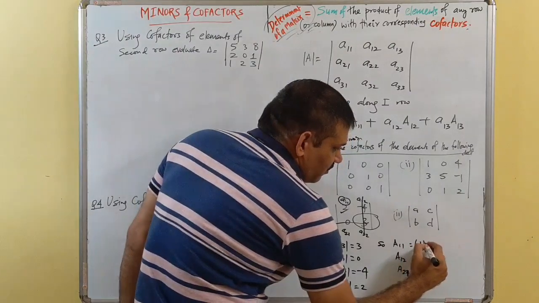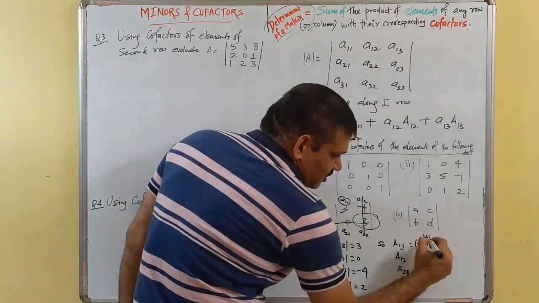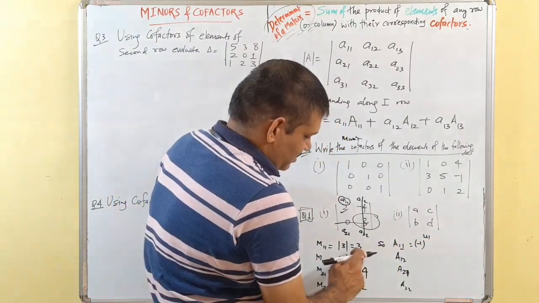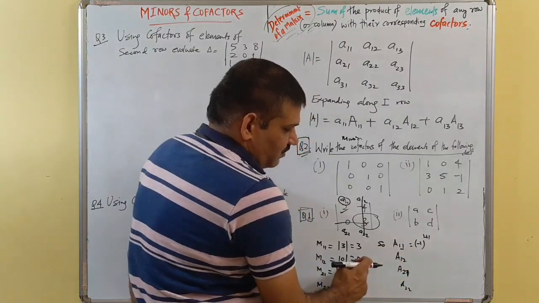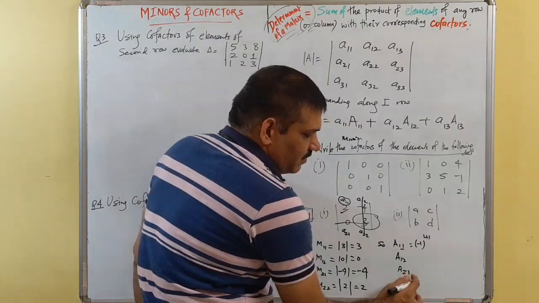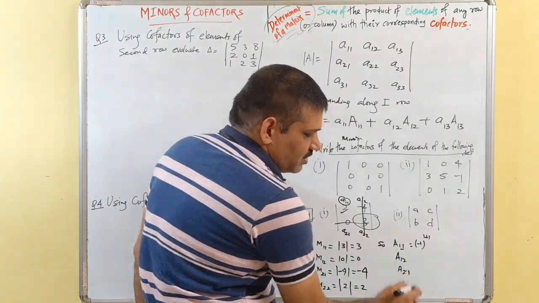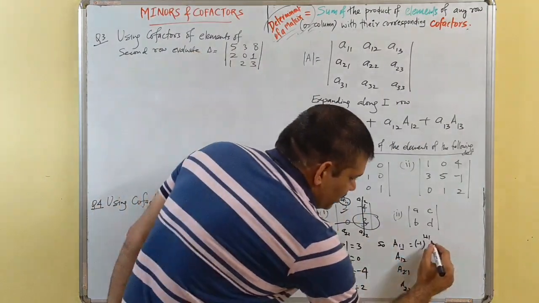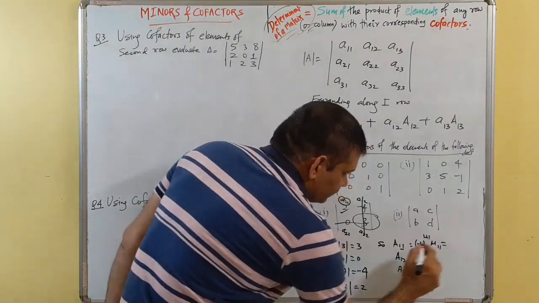Now the cofactors A11, A12, A21 and A22. How are they found? -1 raised to 1 plus 1, so this will be the same as M11. This will be the negation, this will be the same, and this will be the negation, and this will be the same. So A11 is M11.